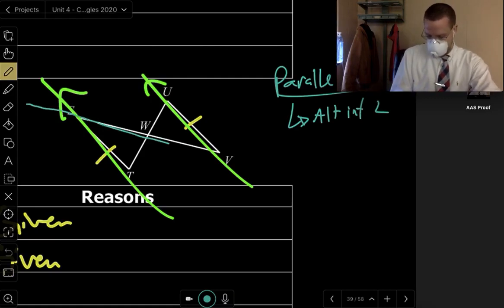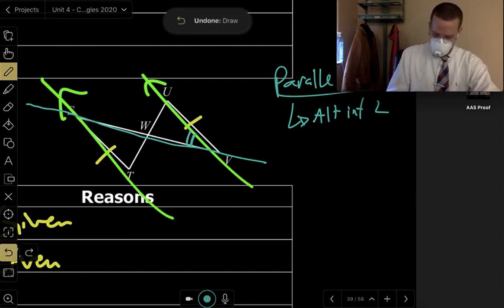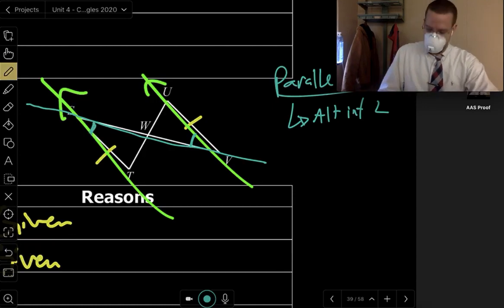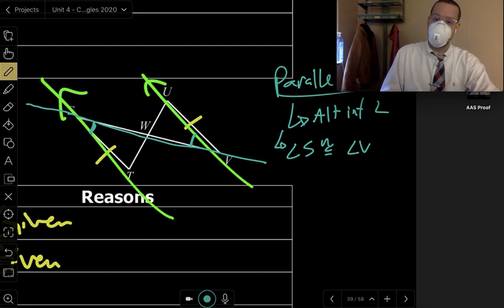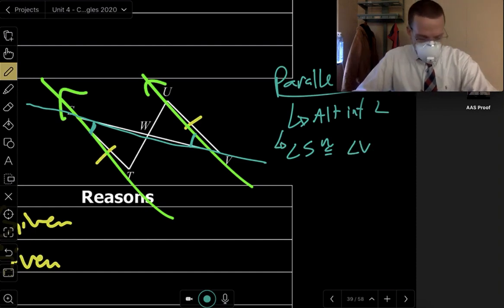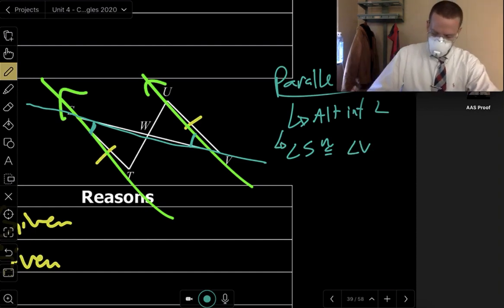Well, how about I make this my transversal? And that means that these two angles will be alternating interior. Okay, so you know what? I'm going to make this angle 1. So these two angles are alternating interior. So we have angle S is congruent to angle V because these are alternating interior angles. Whenever I have parallel, again, that is what I'm looking for. That is what I'm thinking.